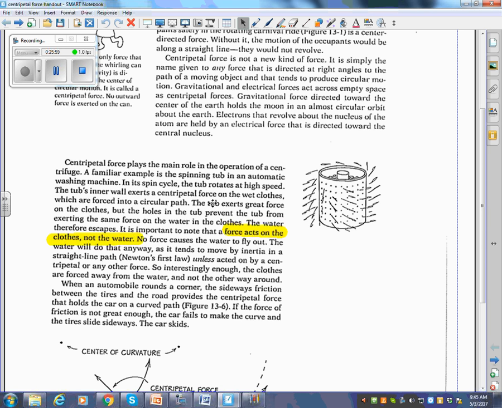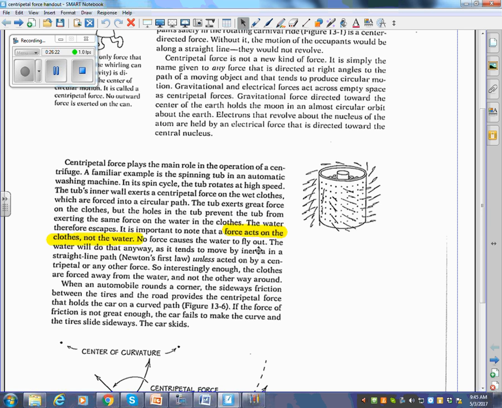Exact same principle when you wash your lettuce, right? You throw it in the salad spinner. Same idea. No force causes the water to fly out. The water will do that anyway, as it tends to move by inertia in a straight line path, which is Newton's first law, unless acted upon by a centripetal or any other force. So interestingly enough, the clothes are forced away from the water, not the other way around.